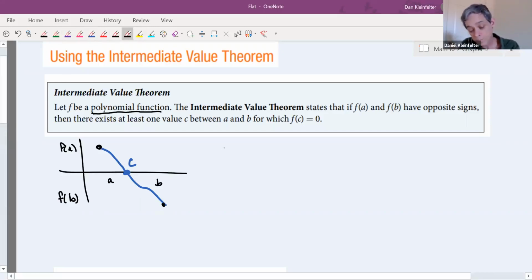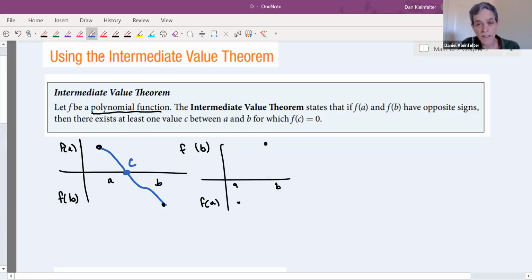Of course, if the situation were reversed and our a was down here and our b was up here, then again, if we're going to connect the dots between f of a and f of b, it could wiggle a couple of times, but there is going to be at least one place where the graph crosses that x-axis. That's what the intermediate value theorem says.